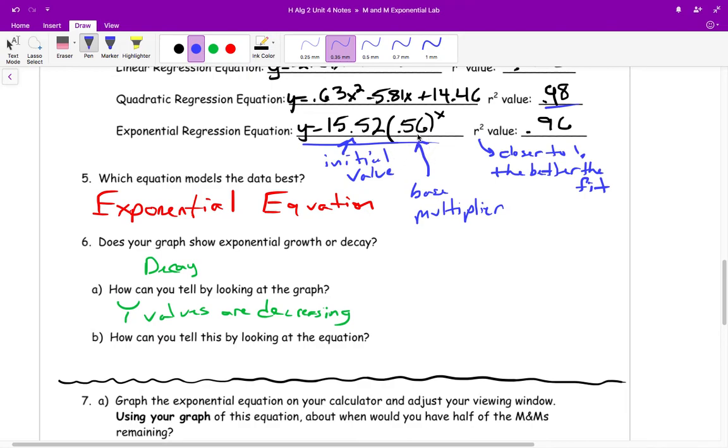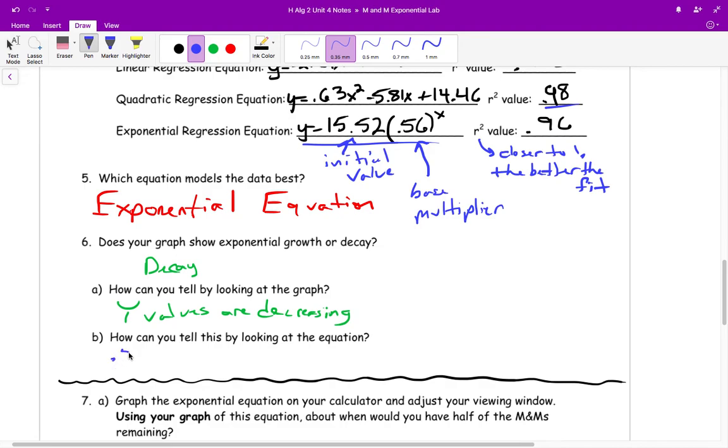Now the multiplier, the base, if you think about rolling M&Ms, there was kind of a 50-50 chance that you were going to get an M or not get an M. So now the multiplier should start to make sense too. It's pretty close to 50-50, 0.56, pretty close to 0.50. Now, when we talk about multipliers, one number in the world that when you multiply by it does not change anything is the number 1, which means multiplying by 1 doesn't change anything, which then would have to mean that multiplying by anything less than 1 would have to be where you are going down. That's going to be how you can tell by looking at the equation.